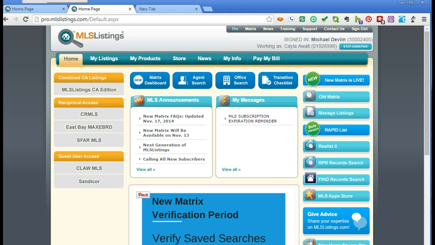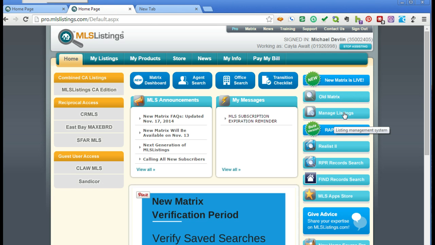This page, I'm sorry, I should have gone slower at the beginning. This page is basically the desktop for all the different MLS tools, which we're going to eventually go through. Yes? No, this is for everybody. This is the multiple listing service. Now, the old Matrix is going to go away.